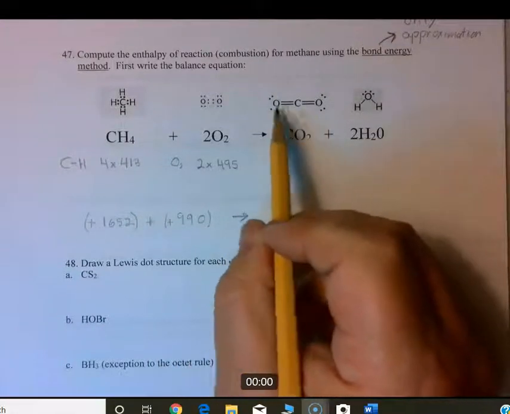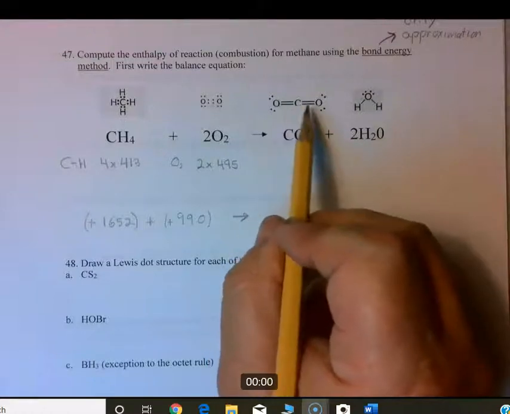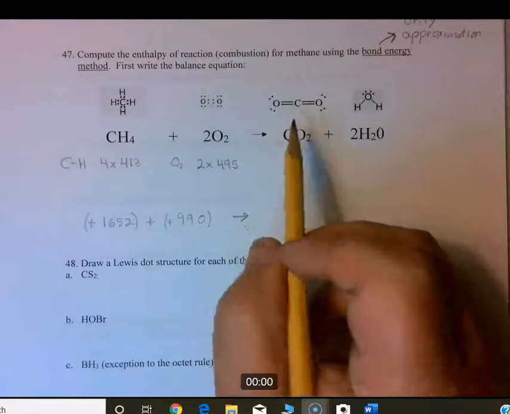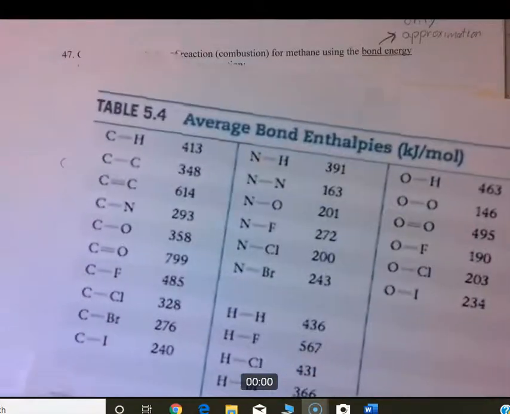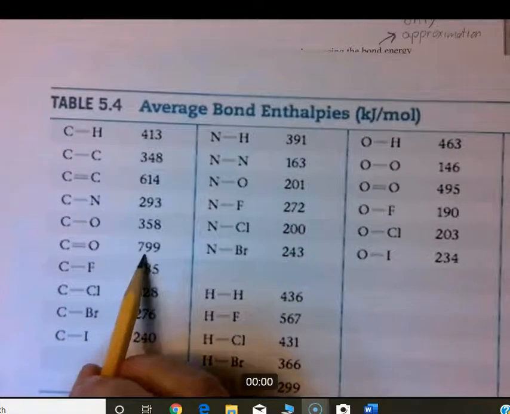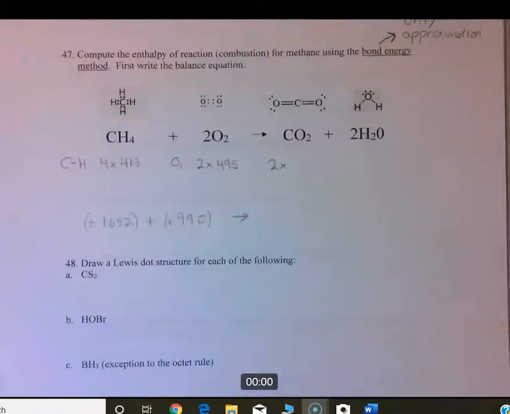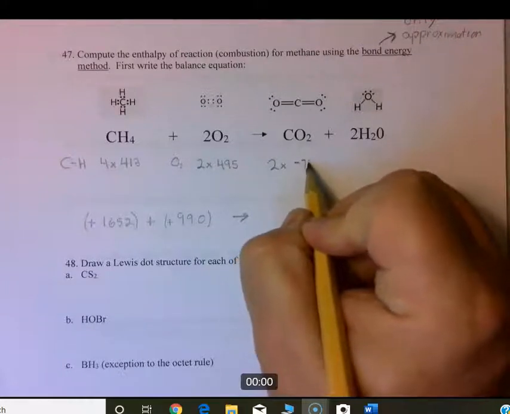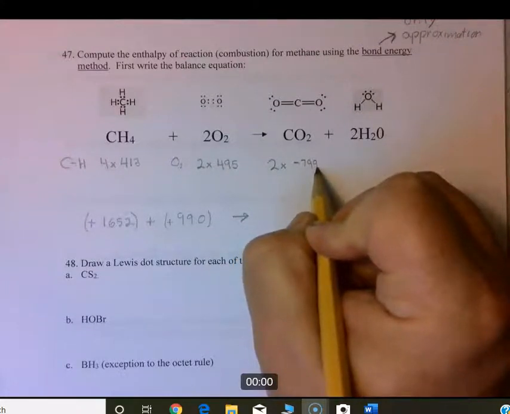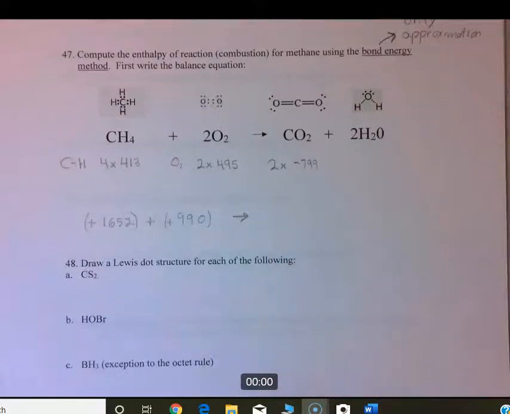and we have 1 carbon dioxide, and each carbon dioxide has 2 carbon-oxygen double bonds. So it's going to be 2 times, and if we find carbon-oxygen double bonds, it's right there, it's 799. But since these bonds are being put together, it's a negative 799. Energy comes out. Energy has to go in to break bonds. Energy has to come out when the bonds are formed. They release energy. Remember, things tend to want to go to a lower energy state. Otherwise, they generally won't form chemical bonds.